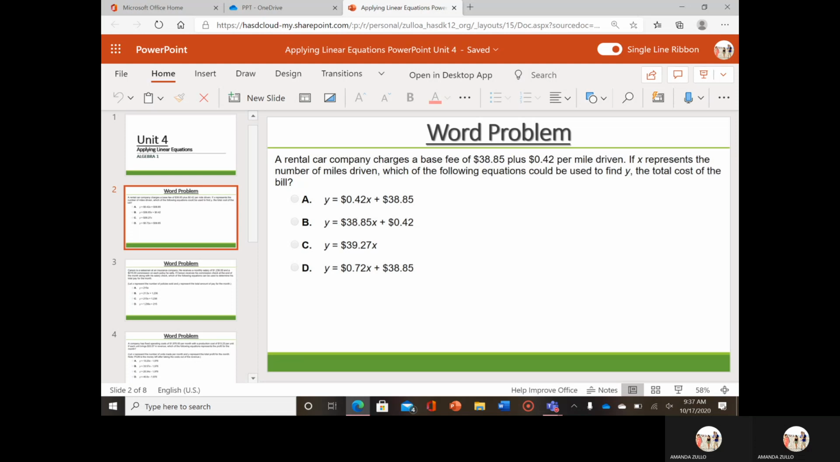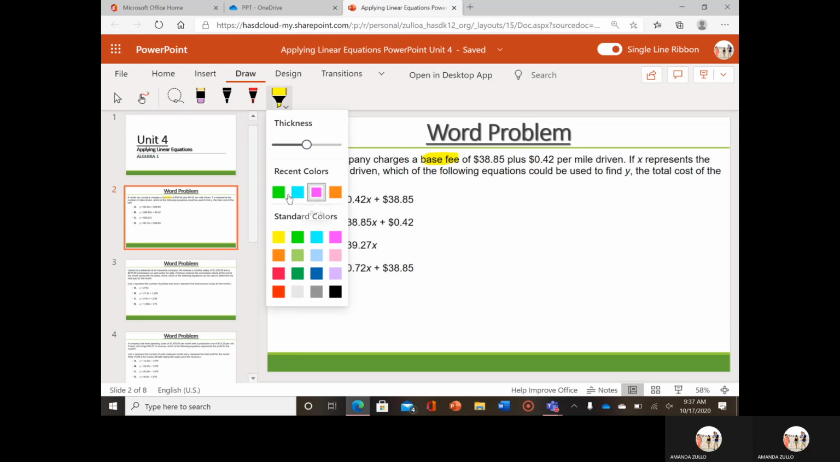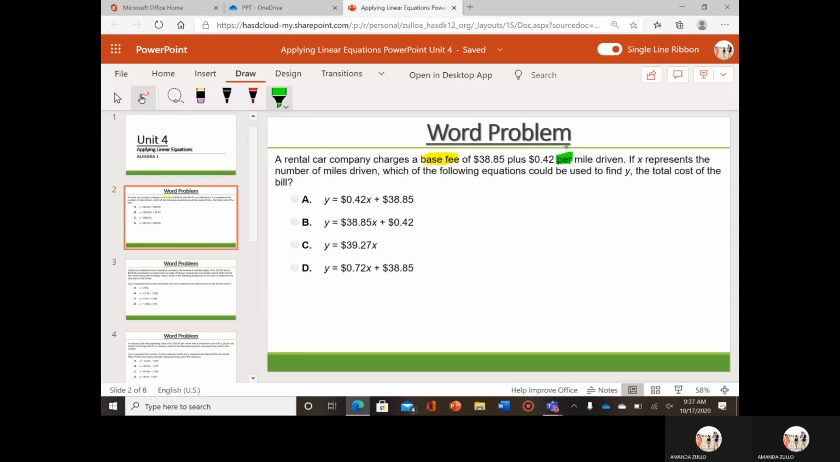There's a couple of keywords here. Keywords that you're going to see as you're going through solving word problems, or setting them up, I should say. You're going to see the words base fee quite a bit. And you're going to see the word per. When you see the words base fee, that just means a guaranteed price or something that you have to pay, but it doesn't change. So I'll write that.